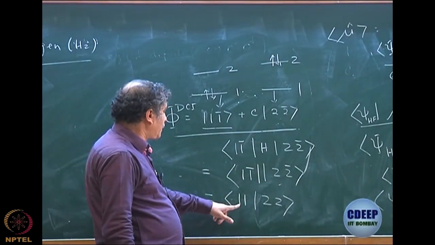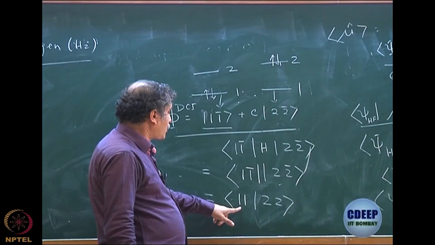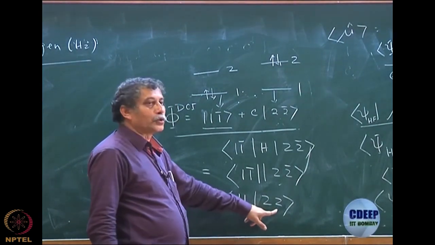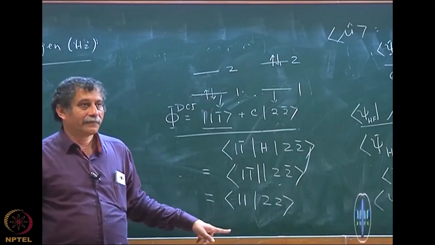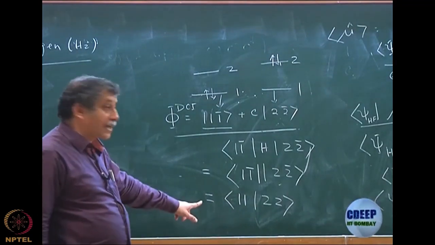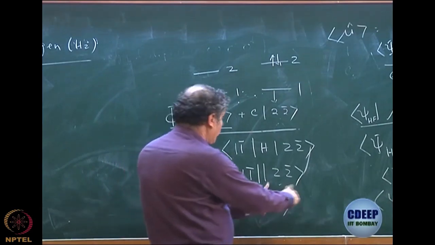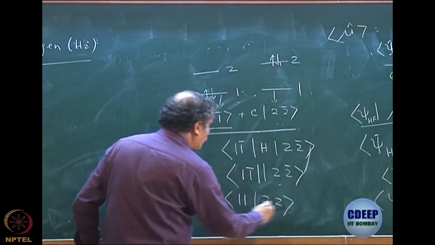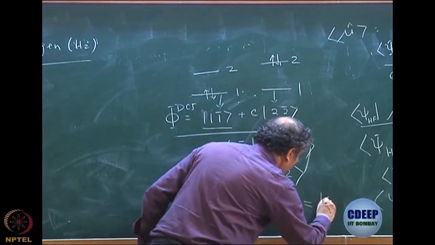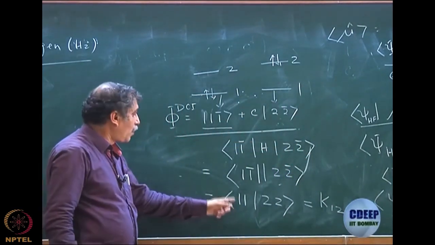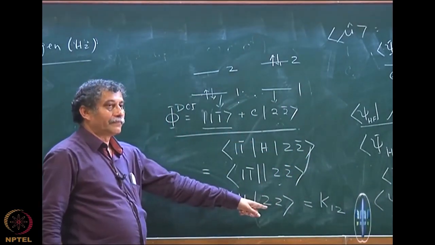So, what is this term? Electron 1 here, electron 1 here, electron 2 here, electron 2 here. So, this is actually an exchange integral. This is not a Coulomb integral. It looks like 1 1 2 2 in Dirac notation. In Mulliken notation, it will be 1 2 1 2. So, this is actually an exchange integral between the two spatial orbitals. What would be the Coulomb integral? 1 1 2 2 in Mulliken notation.